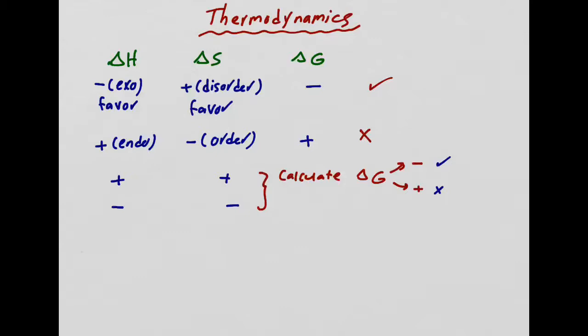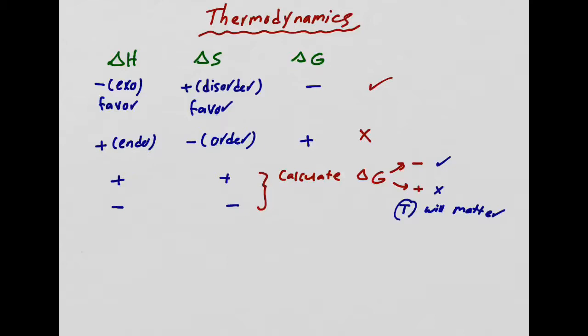If one is good, one is bad. If both are favored, it will happen. Both are not favored, it will not happen. But one of each, you would have to calculate it. And when that happens, okay, the temperature then will matter. The T will matter. Then the temperature will matter because of the way the equation is set up.